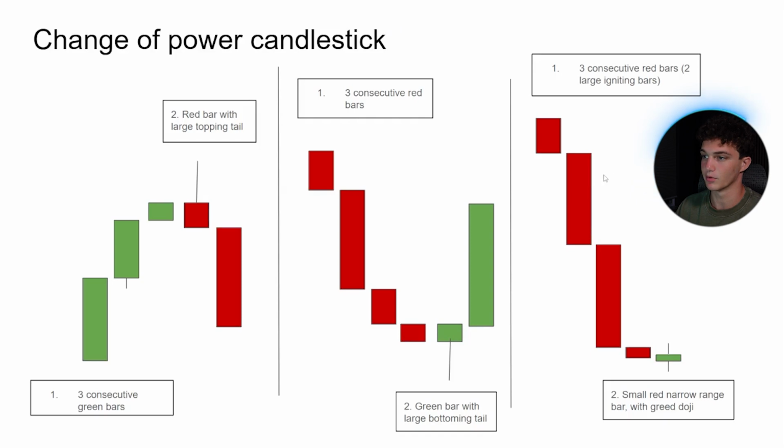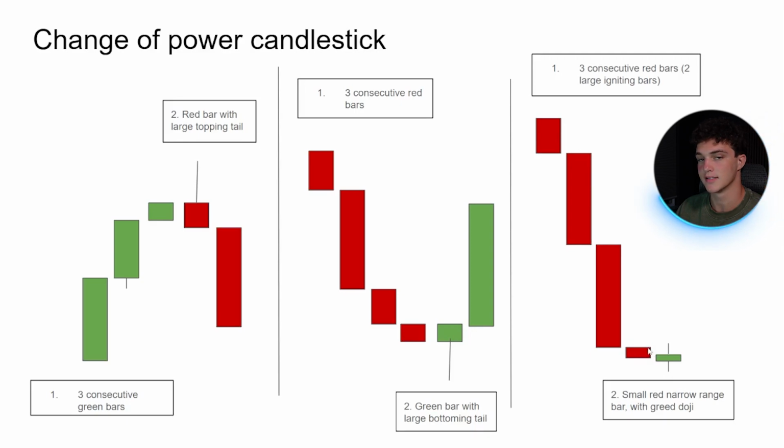Here's a third example. Here we can see there's 4 consecutive red bars moving lower. We notice that there's 2 igniting bars right here. 2 bars that are dense with a lot of supply, dense with a lot of selling. That suggests to us that price is dropping a lot. Sellers are taking control. And then all of a sudden right here we can see 2 candlesticks.